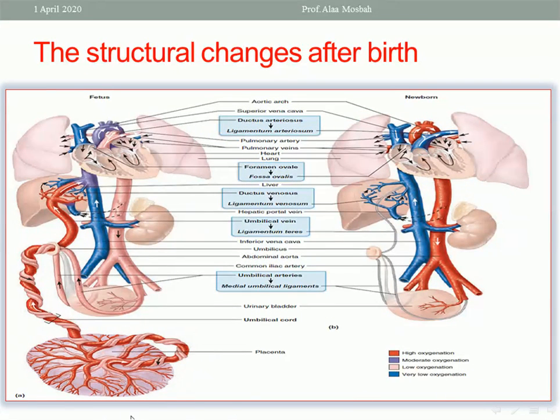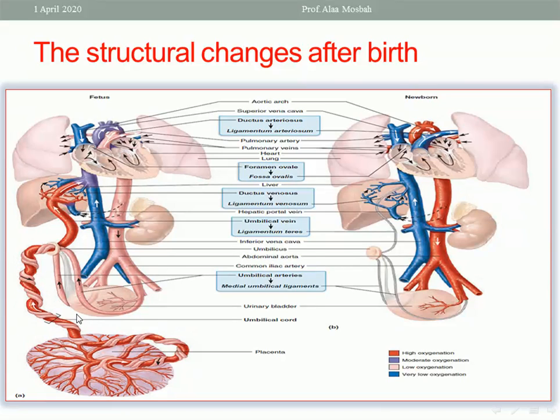Please look to this picture. This is during fetal life circulation, and this is after birth. Okay, we should notice the difference. This is the placenta with the umbilical cord, and the umbilical cord contains a single umbilical vein carrying oxygenated blood from the mother to the fetus, and the two umbilical arteries carry deoxygenated blood from the fetus to the mother.